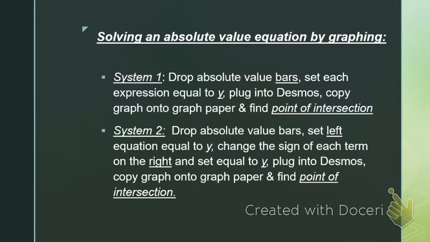We plug into Desmos. We copy the graph on a graph paper, and we find the point of intersection. That is exactly what we just did in example 1, except we didn't have any bars to drop. Okay? But system 1 is dropping the bars and doing exactly what we did in example 1. We're going to set each expression equal to y. We're going to plug it into Desmos. We're going to copy the graph on a graph paper, and we're going to find the point of intersection.